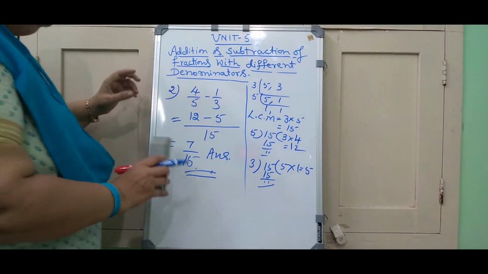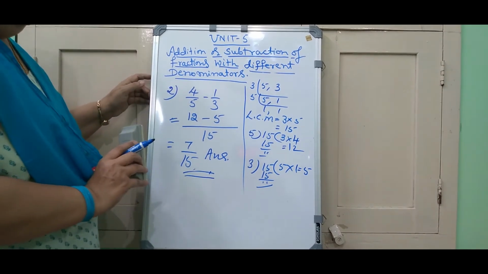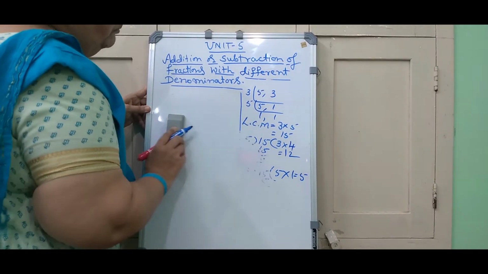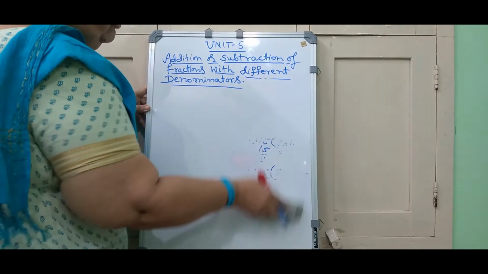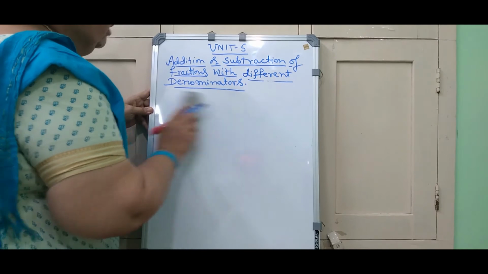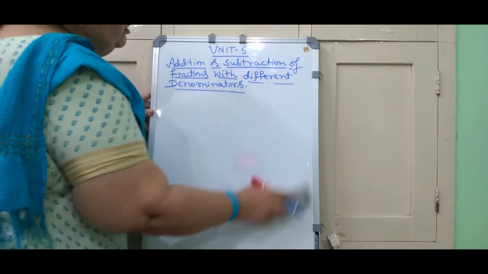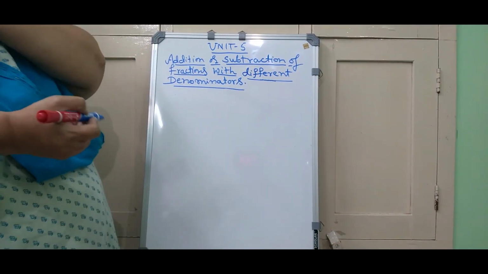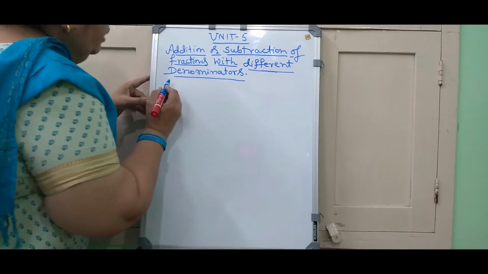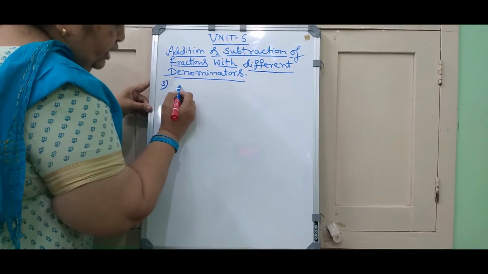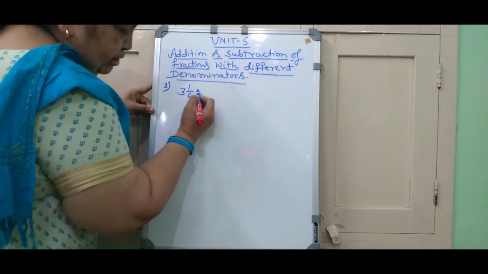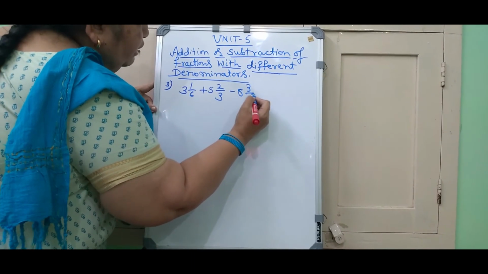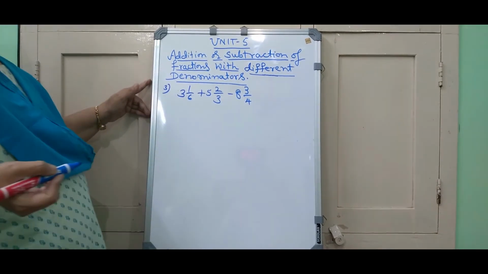And now let me consider one more, a third example for you. Let me write the third example. The example consists of both addition and subtraction. Here once again I will tell you, whatever you are doing, whether addition or subtraction, please be careful of the signs in between, whether it is a plus sign or a minus sign. Now let us consider this third example: 3 1 by 6 plus 5 2 by 3 minus 8 3 by 4. This is 8 3 by 4.